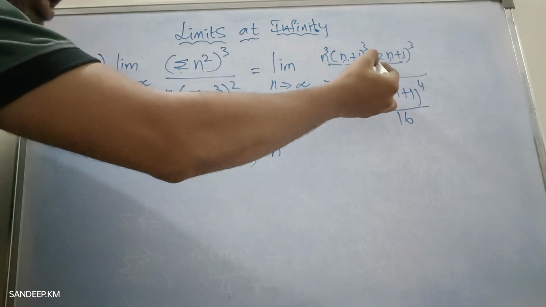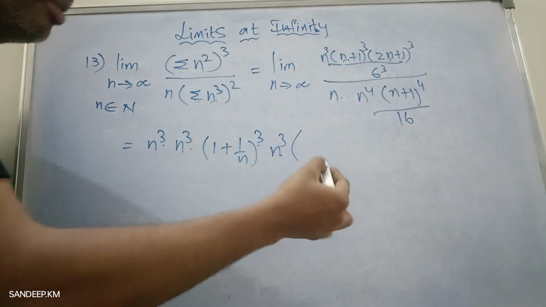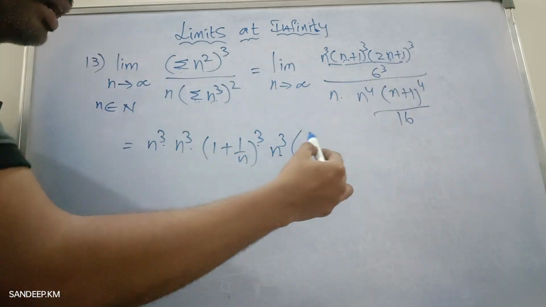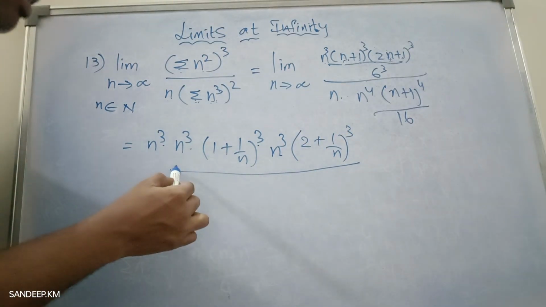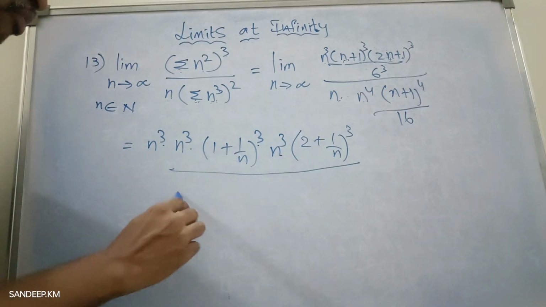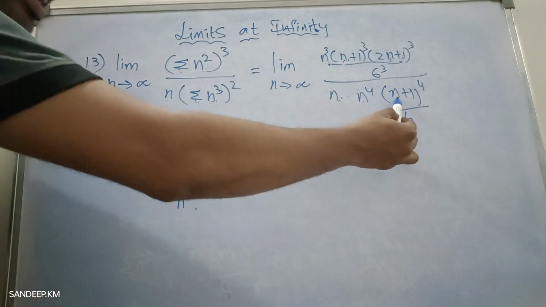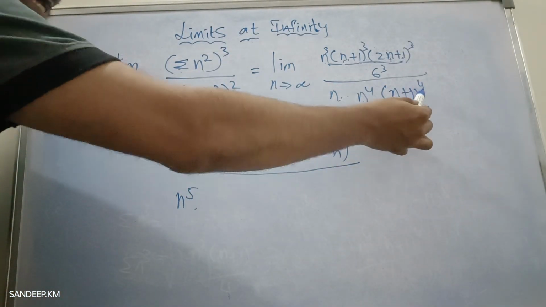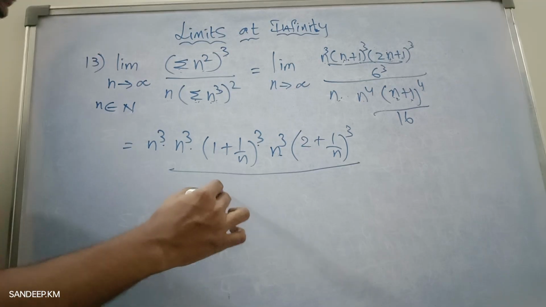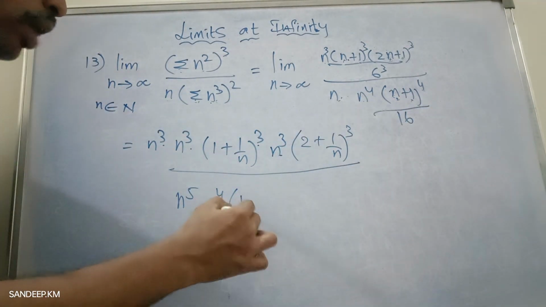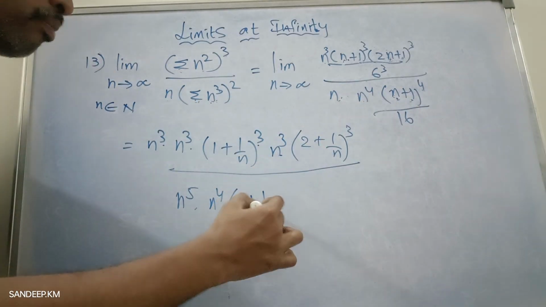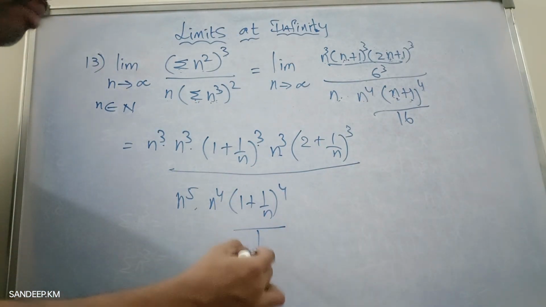When n comes outside the cube, it becomes n cube into 2 plus 1 by n whole cube, whole divided by n into n power 4, which is n power 5. And in these two terms, if I take n common, it takes the power 4. It becomes n power 4 into 1 plus 1 by n whole power 4, divided by 16.